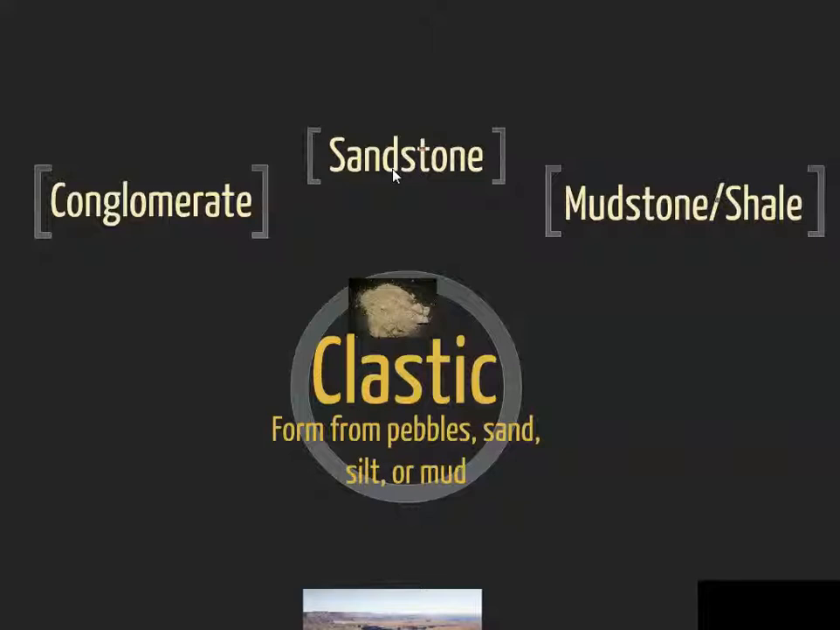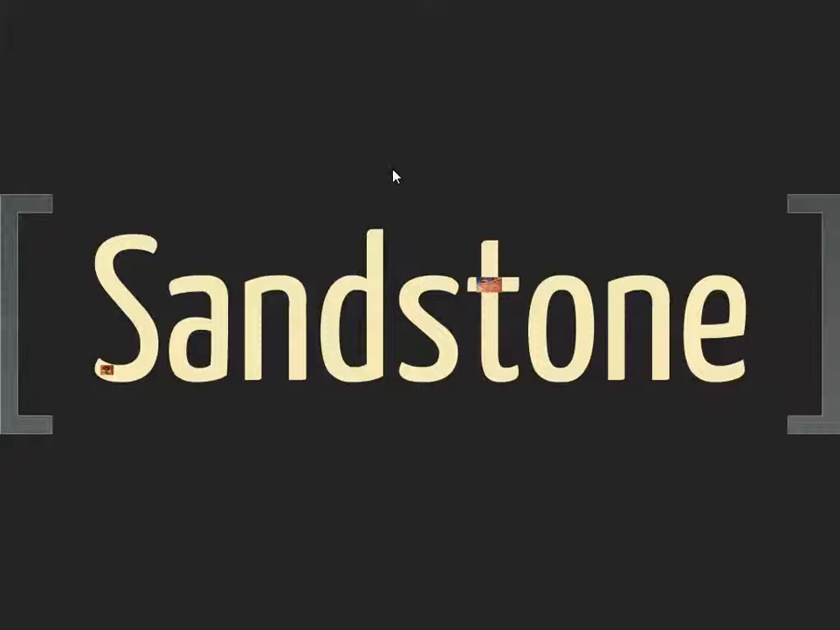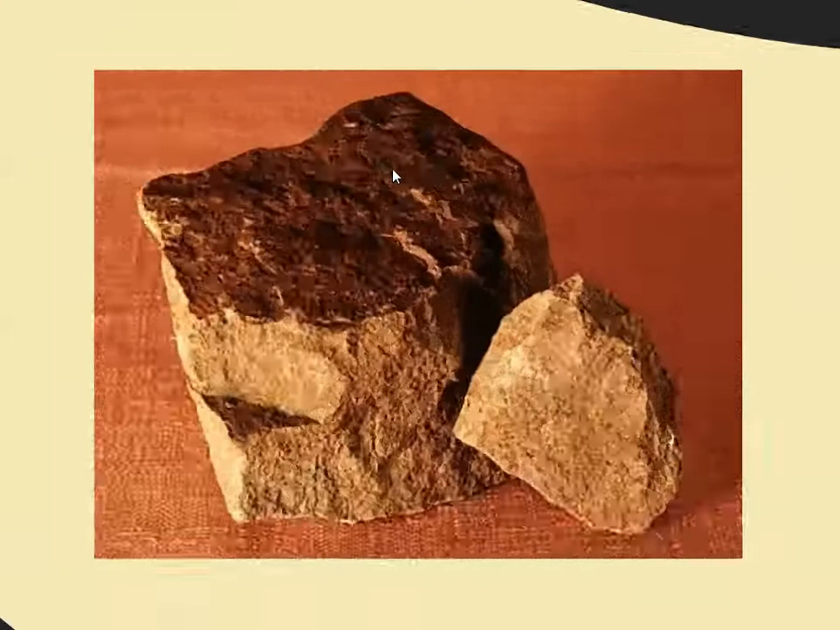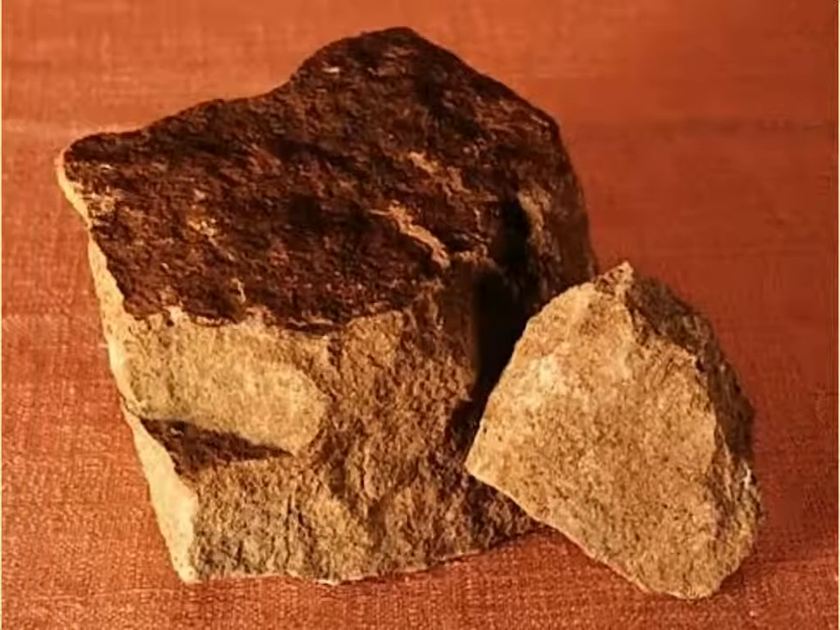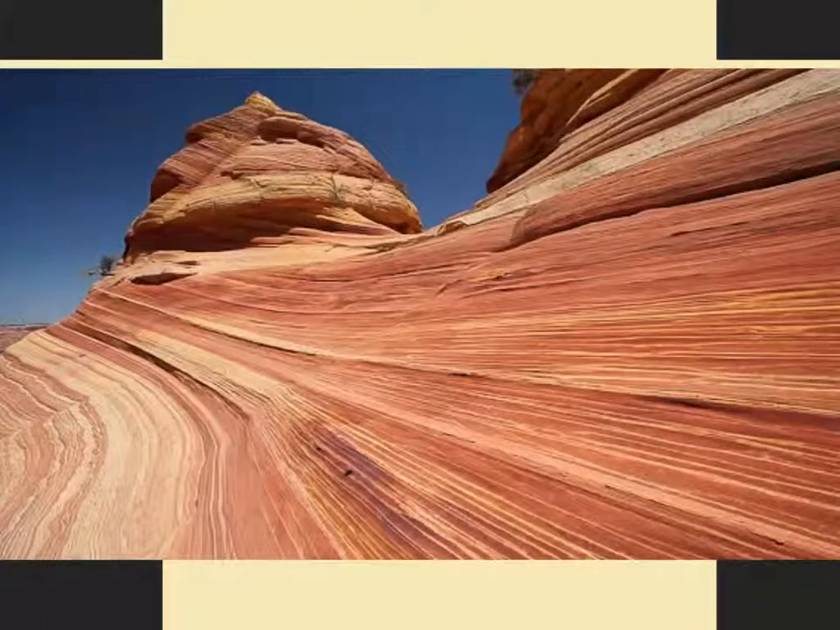The next type of clastic sedimentary rock that we'll look at is a sandstone. That one's pretty obvious. It's made of sand. And so if you look at a sandstone, it's basically a bunch of sand grains that have been compacted and cemented together. And those form many layers that are often visible once they get exposed by erosion.